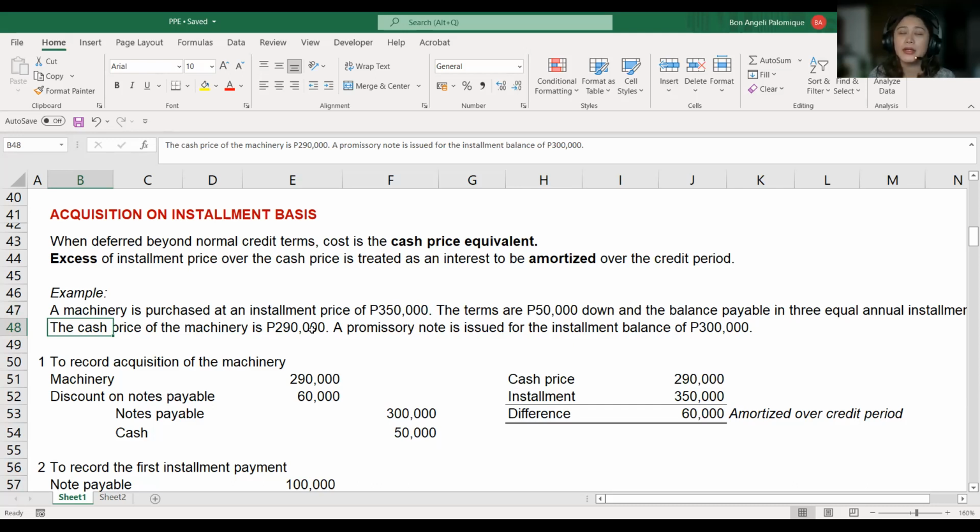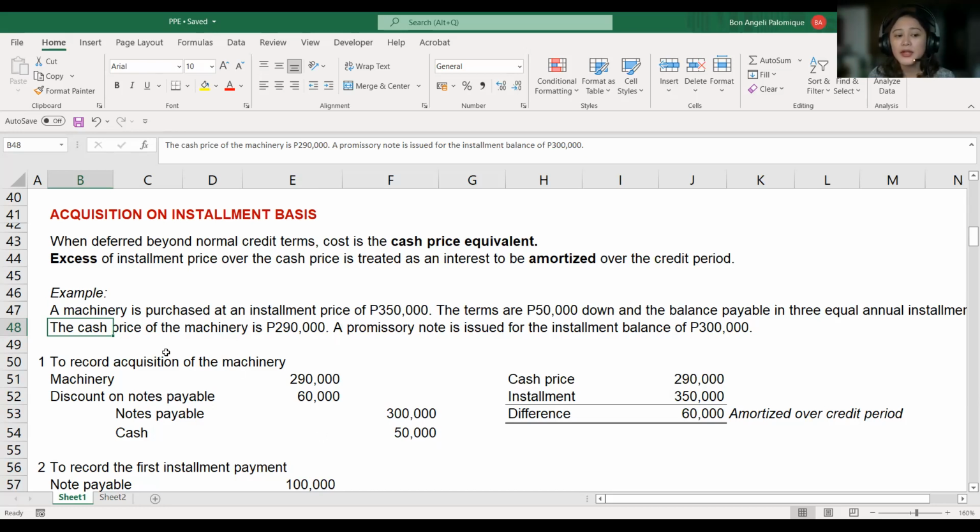Siyempre, di ba, aware naman tayo, pagdating sa mga binibenta, pag installment, nag-a-add sila ng interest. Nag-a-add sila ng additional price. Let's say, bumili ka ng phone, di ba? In-installment mo. Usually, mas mahal yun pag installment price. Let's say, kung 50,000 yun, kapag in-installment mo, magiging in total, mga 60 to 70,000 na siya. So, yun na yung nag-serve as interest para dun sa nagbebenta dahil hindi mo siya kinash price. So, the cash price of the machinery is 290,000.